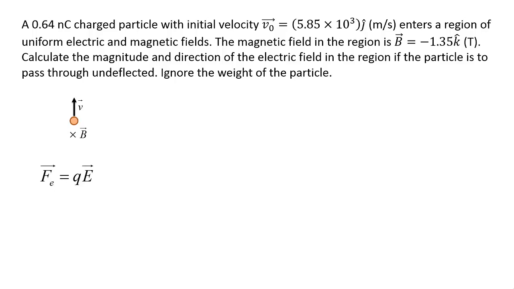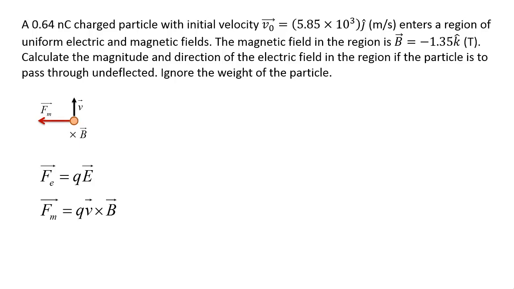Well, the electric force will be equal to the charge multiplied by the electric field. And because the charge is positive, the electric force will have the same direction as the electric field. Besides the electric force, we also have a magnetic force acting on it, which is applied by the magnetic field B. This magnetic force is calculated as the charge multiplied by the cross product between the velocity and the magnetic field. This cross product gives us the direction of the magnetic force, and according to the right-hand rule, this magnetic force will be oriented to the left.